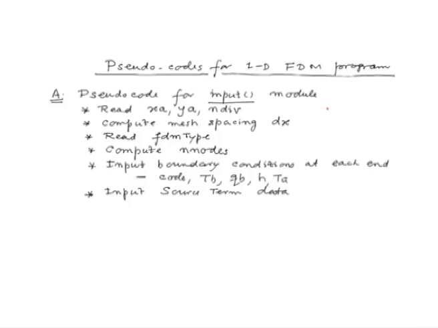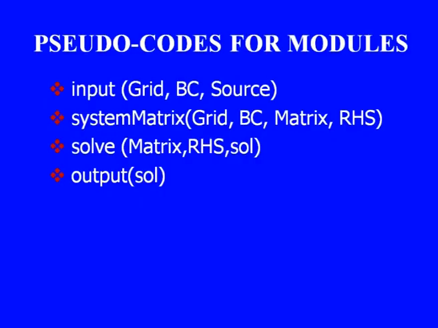Whereas these ones, input boundary condition at each node, this might lead to a block of the code. There might be few lines of code here. The same holds good for input source term data. But nevertheless, when we hold these refinements, if there is something which requires many more set of actions to be performed, that can be refined further, that can be extended further before we translate that into a code. So, our pseudocode in that case would look a bit longer, which we will see in our next module.